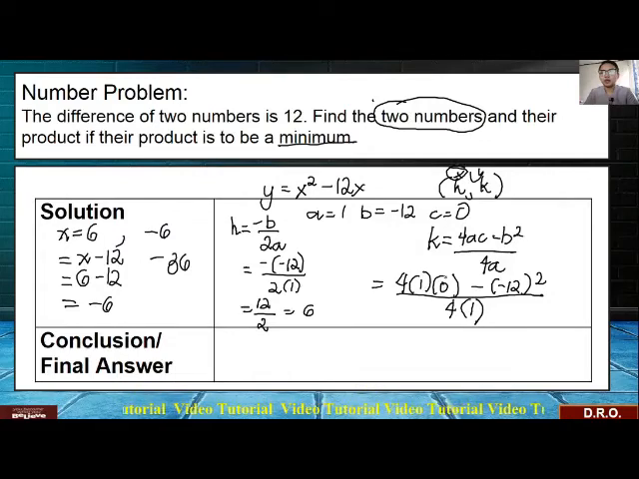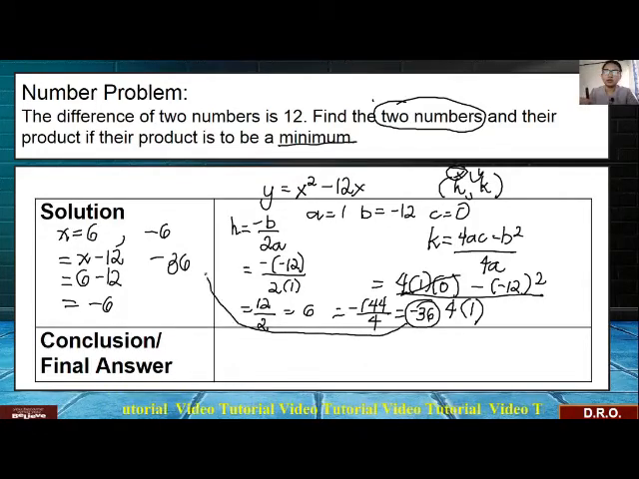Simplify. 4 times 1 times 0 is already 0. So we can cancel this out since it has no value. Copy the negative symbol. So this will be negative, and then negative 12 squared, that is 144, divided by 4. Negative 144 divided by 4, that is negative 36. So as you can see, we still obtain the same number for the product, which is negative 36.